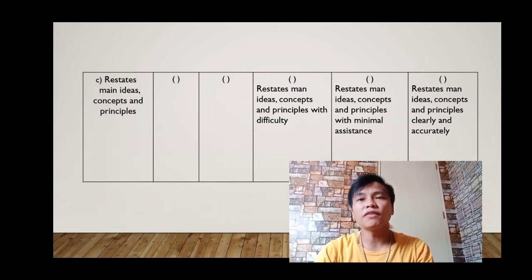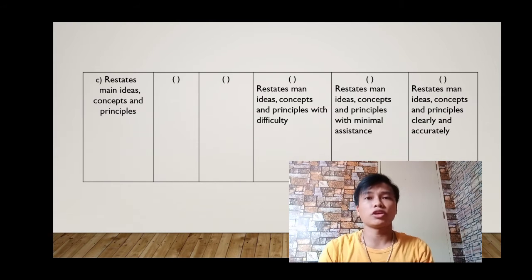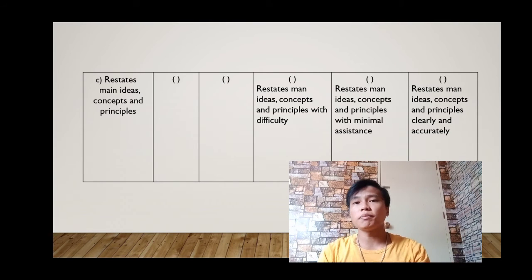So in the category of the beginner, the students can restate main ideas, concepts, and principles with difficulty. So an example of this, the students participate in recitation, and the teacher asks them to restate the main ideas of the sentence. So they restate the main ideas and concept principles but with difficulty. So they have a hard time remembering all the main ideas, concepts, principles.